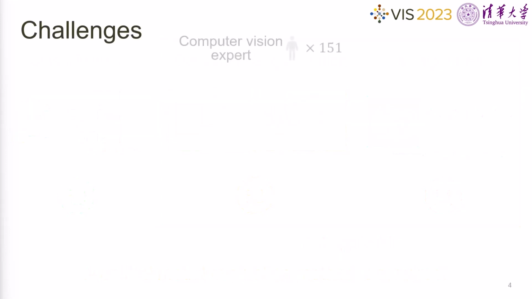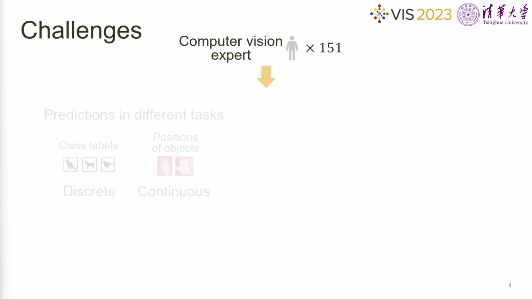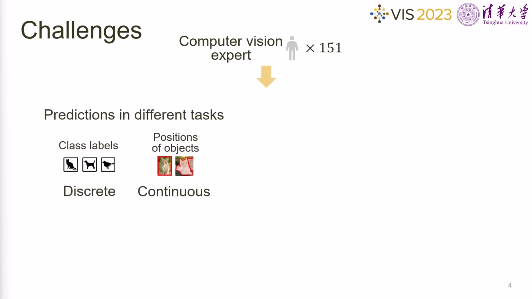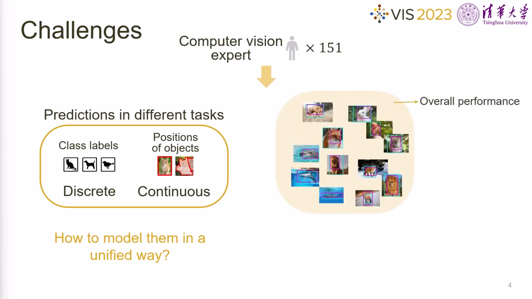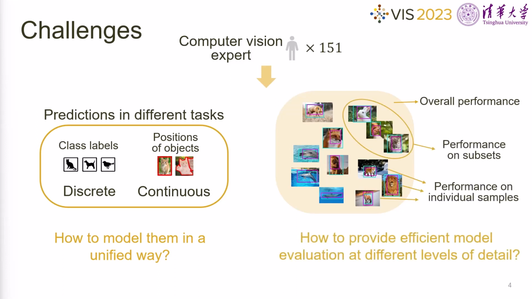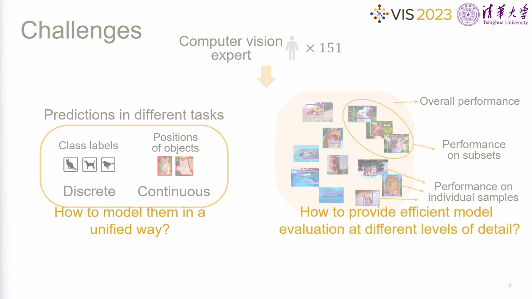From a review of previous studies and a survey with 151 computer vision experts, we identified two key challenges in developing such a method. First, predictions in different tasks can be discrete or continuous. To analyze these predictions in a single tool, we need to model them in a unified way. Second, experts not only evaluate the overall performance on the entire dataset, but are also interested in analyzing performance at different levels of detail, such as subsets and individual samples. Therefore, a multi-level exploration environment for efficient model evaluation is necessary.